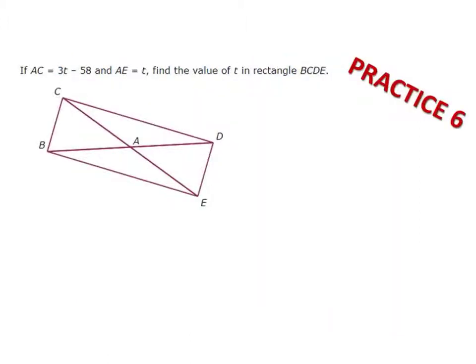Your final practice problem is if the measure of AC is 3t minus 58 and the measure of AE equals t, find the value of t in the rectangle BCDE.